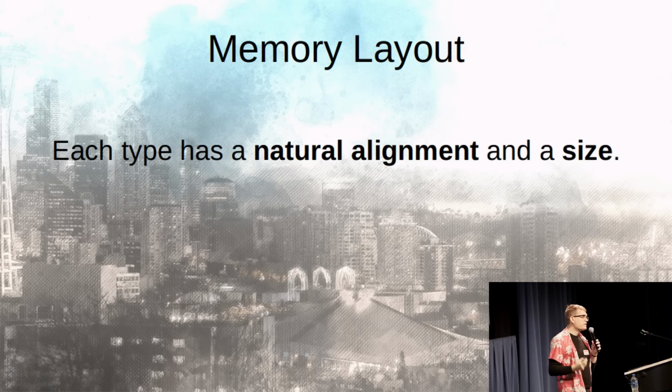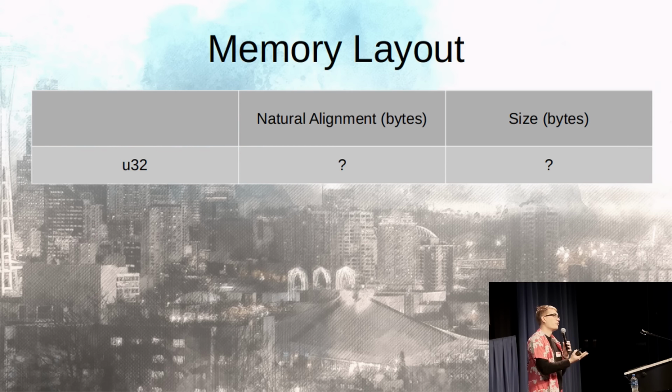So every type in programming, like C, Zig, Nim, whatever, has a natural alignment and a size. Let's go with some examples. We'll do example-based learning here. So u32, right? A 32-bit integer. What is the natural alignment? 4. Good. And the size? 4. Okay, good. Everyone's on the same page.